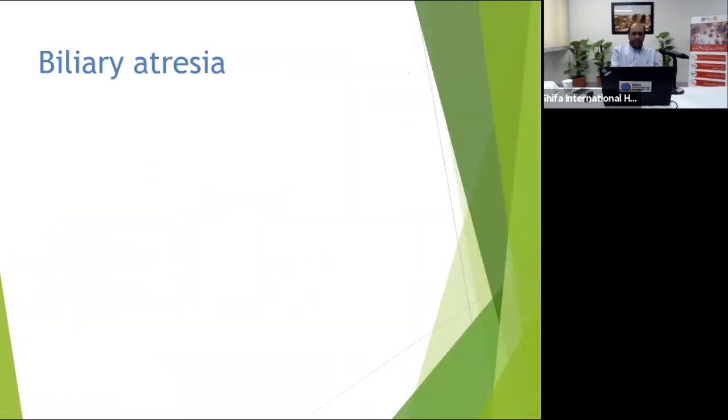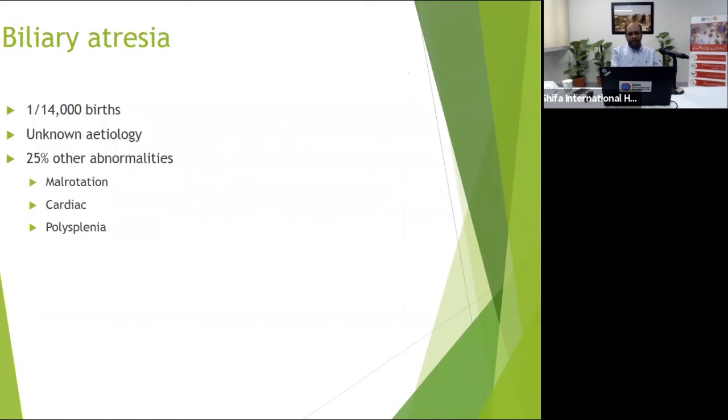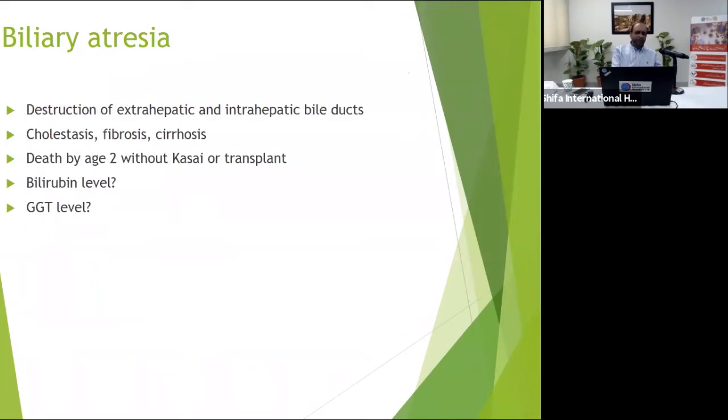So let me have a quick review on biliary atresia. That is a scarring disease of bile ducts inside the liver, and it can lead to complete blockade in the first few months of life. It can start early, even antenatally. It occurs in around one case in 14,000 to 15,000 births. Sometimes it is associated with other abnormalities like polysplenia, and intestinal malrotation.